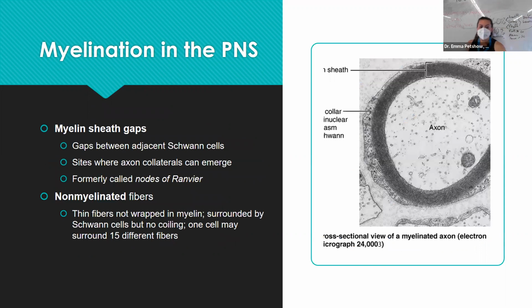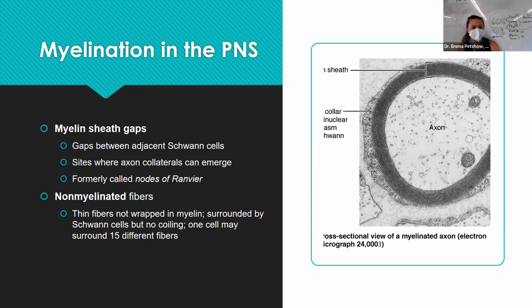There can be some gaps, and these are sites where axon collaterals can occur. They used to be called nodes of Ranvier. So you might see that on your test still, a node of Ranvier. They still will include that. Now we call them a myelin sheath gap. It's much more descriptive of what it actually is. They are the same thing, interchangeable. They are essentially an opening between the myelin sheath. They can allow for a signal to be broken off and transmitted in a different direction, or allow for some direct communication from the outside to that axon.